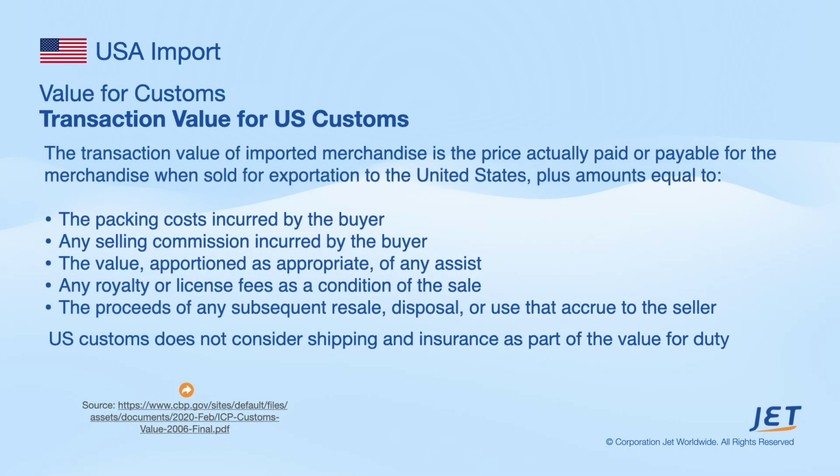And note that while U.S. Customs excludes transport costs for the value for duty, it considers other items that may not necessarily be included on the invoice. For example, if your goods required special packaging that was charged separately, that should be included as part of the transaction value and value for duty.